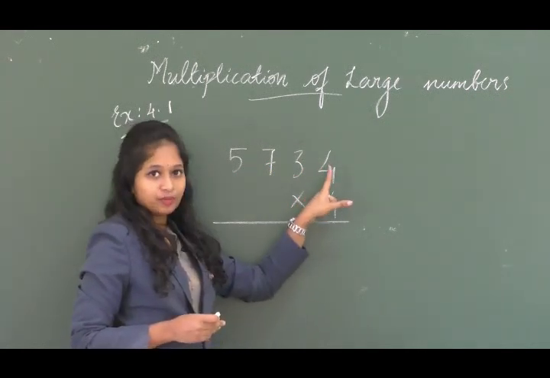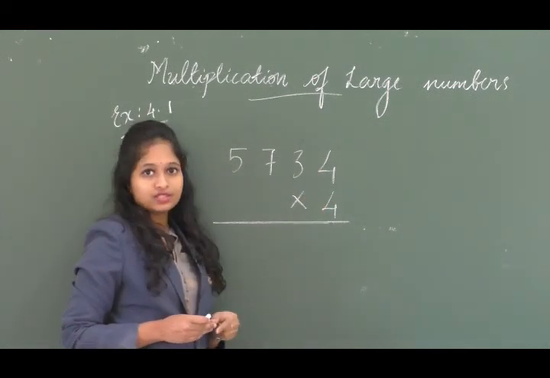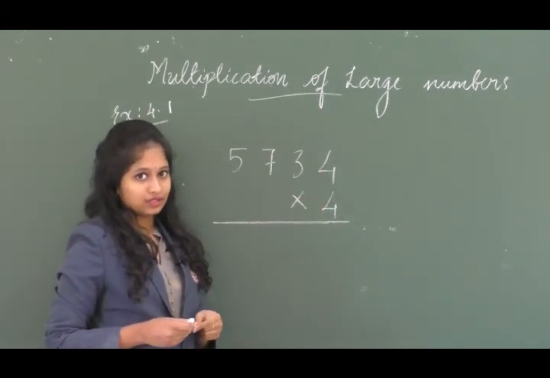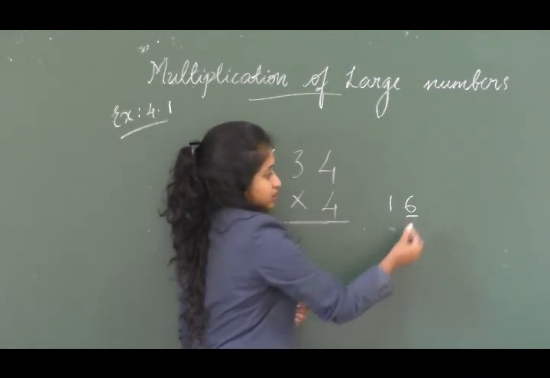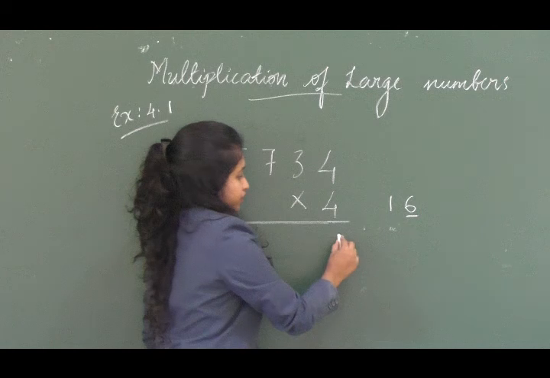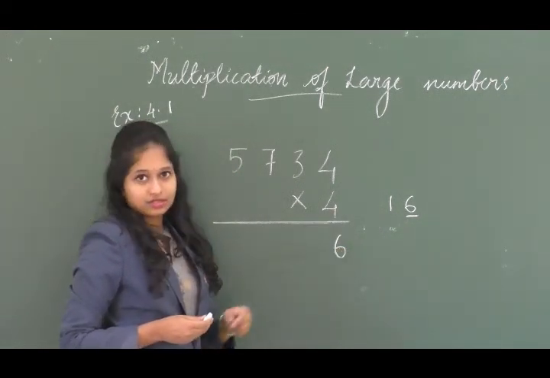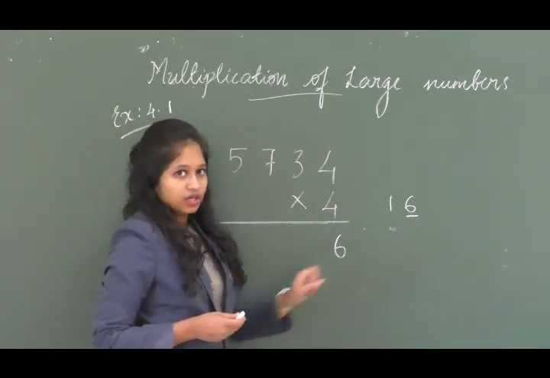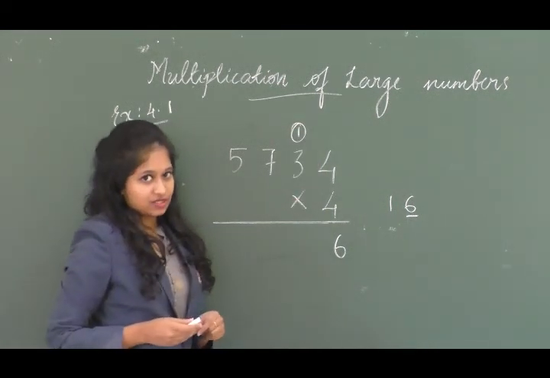First, let us start from 1's place. 4 into 4 is 16. So write 6 here. The number in 1's place should be 6. And write this 1 above the 10's place.